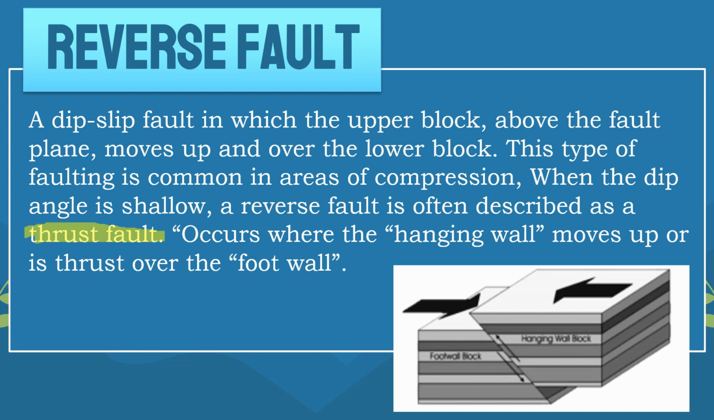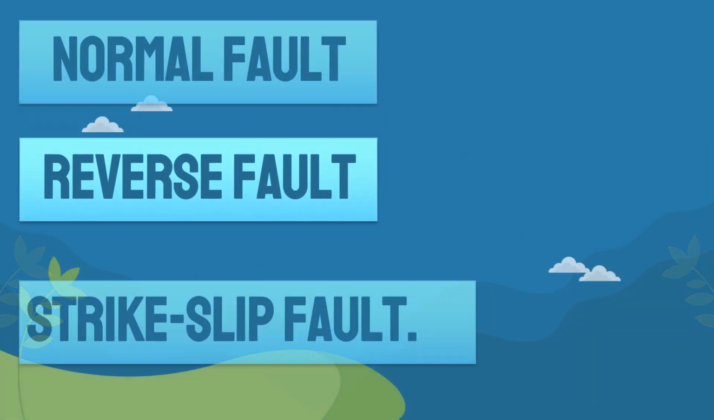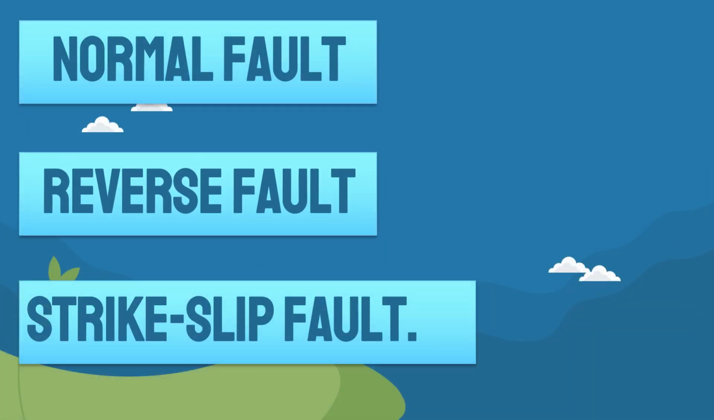Sa reverse, kabaligtaran lang siya ng normal. Kung sa normal fault, bumaba ang hanging wall, sa reverse fault naman, tumaas ang hanging wall. Okay? So, yun yung pinagkaiba niya sa normal fault. Next, yung last one is the strike-slip fault. Ano naman ang strike-slip fault?